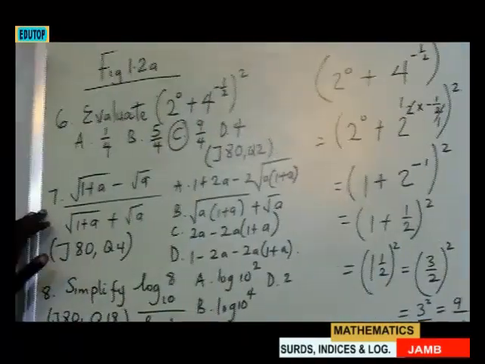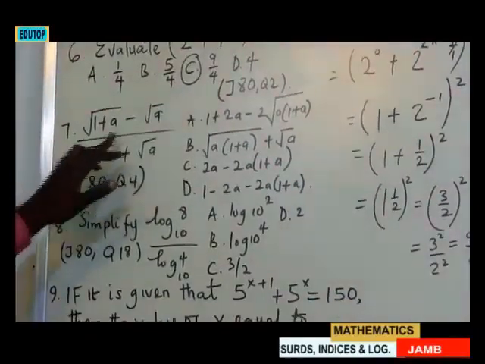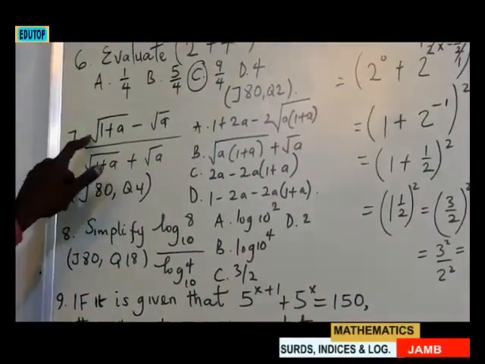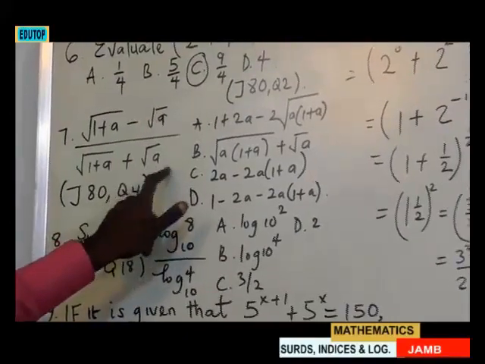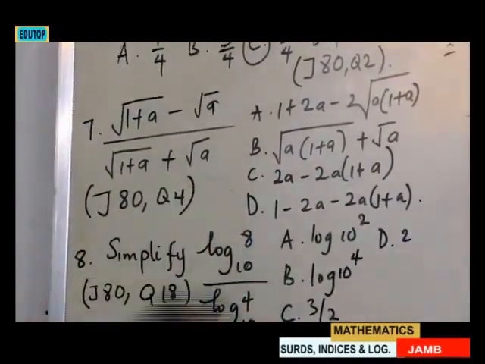Then the next question, this one is somehow tricky in the sense that you have the surd of this type, which is the one that is known as the conjugate.